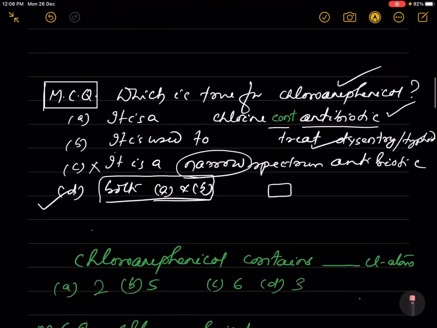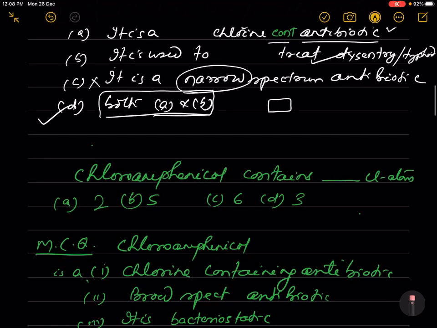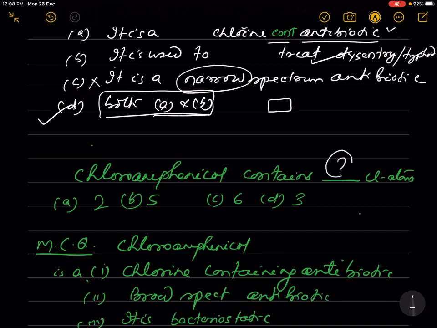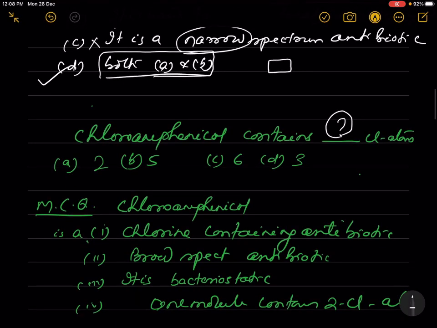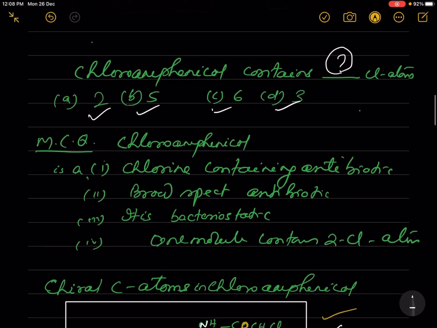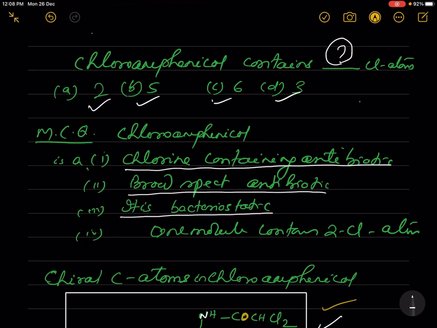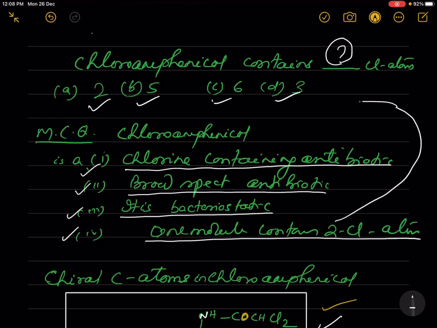Then, chloramphenicol contains dash chlorine atoms. This is a question for you, whether it is 2, 5, 6 or 3. Then another MCQ: chloramphenicol is a chlorine containing antibiotic. It is a broad spectrum antibiotic. It is bacteriostatic. One molecule contains 2 chlorine atoms. Yes, here all the options are correct. For the above question, the option is A, because it has 2 chlorine atoms.